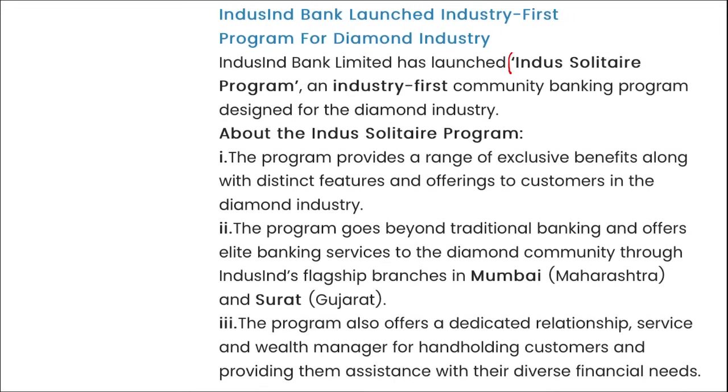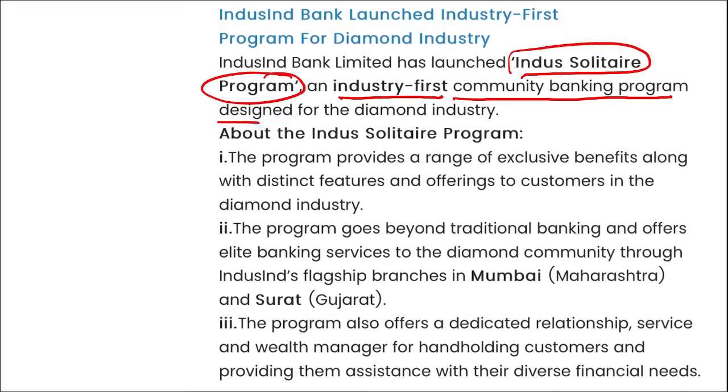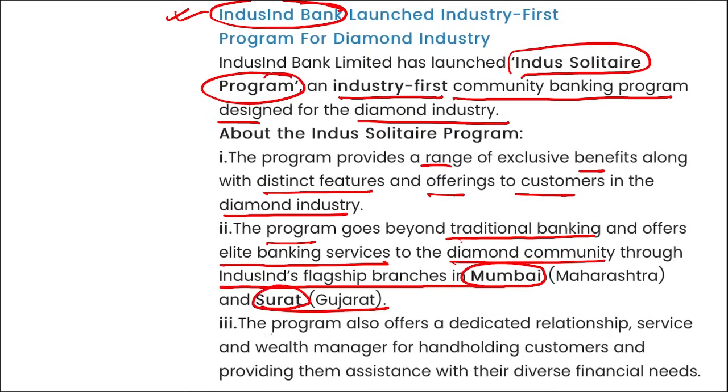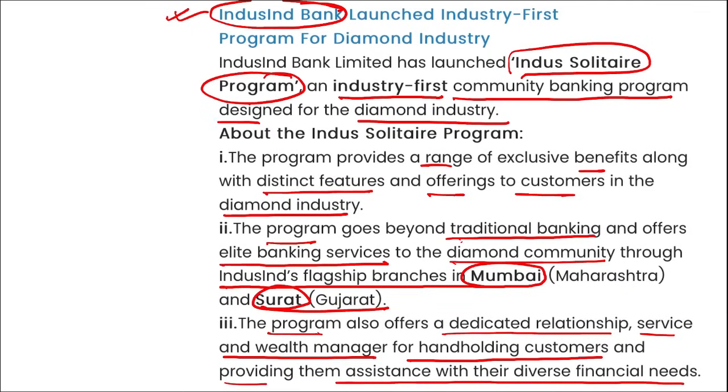Let me show you here. The Solitaire program is the industry's first community banking program designed for the diamond industry by IndusInd Bank. The program provides a range of benefits along with distinct features and offerings to customers in the diamond industry. The program goes beyond traditional banking and offers elite banking services to the diamond community through IndusInd's flagship branches in Mumbai, Maharashtra and Surat, Gujarat. The program also offers dedicated relationship and wealth managers for hand-holding customers and providing them assistance with their diverse financial needs.